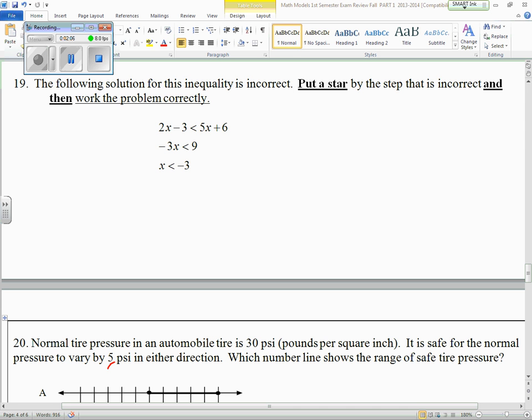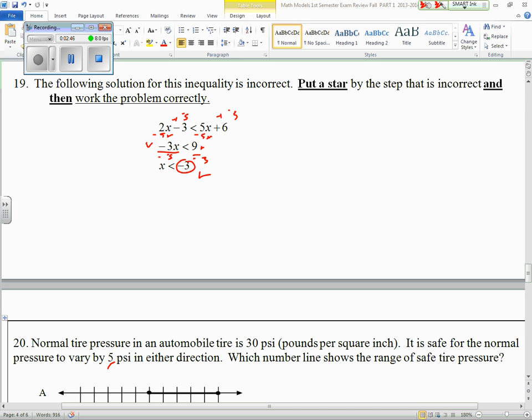Number 19, the following solution for the inequality is incorrect. Something about this is incorrect. Put a star by the step that is incorrect, and then work the problem correctly. What's incorrect about this? Because if you take minus 5x on both sides, you get negative 3x. That's right. If you add 3, you get 9. That's right. Okay, and then the next step would be to divide by negative 3. 9 divided by negative 3 is negative 3. That part's right. The sign didn't change.